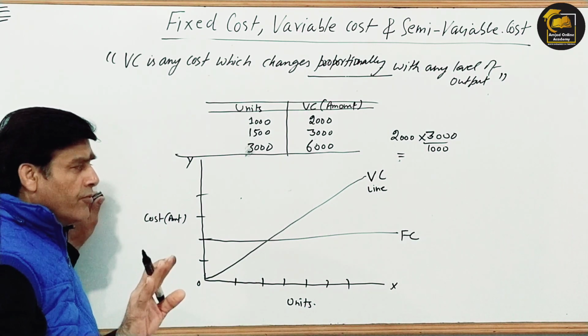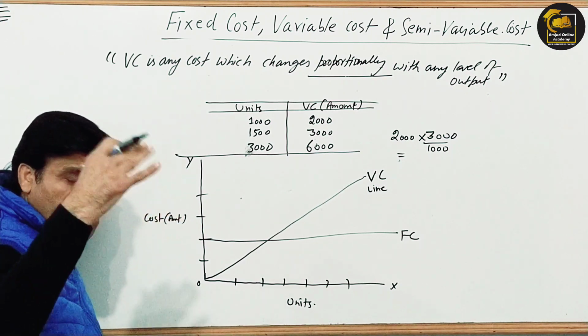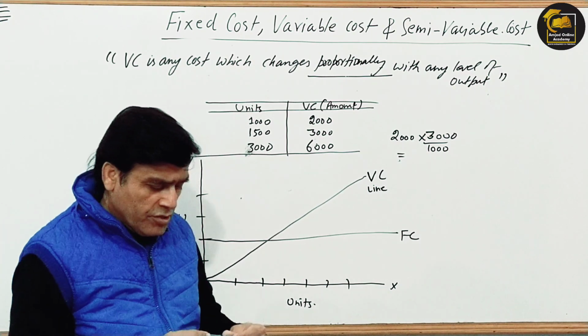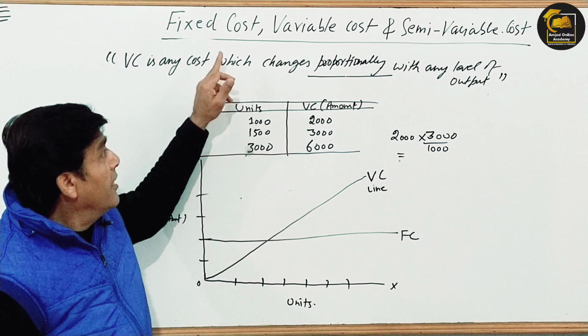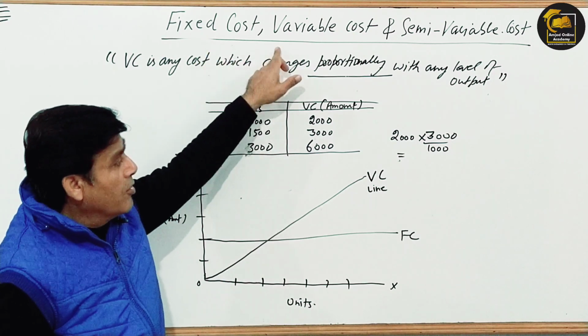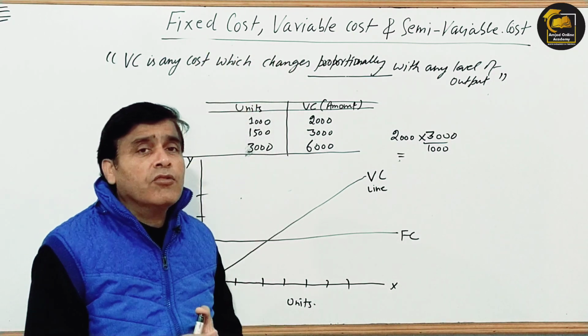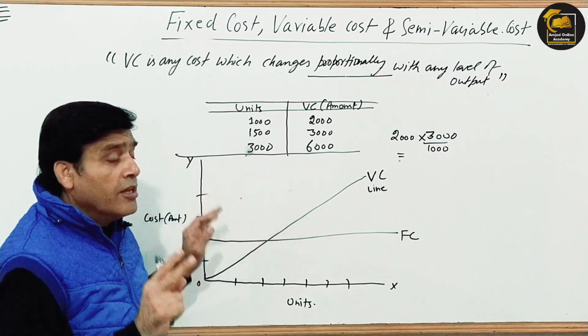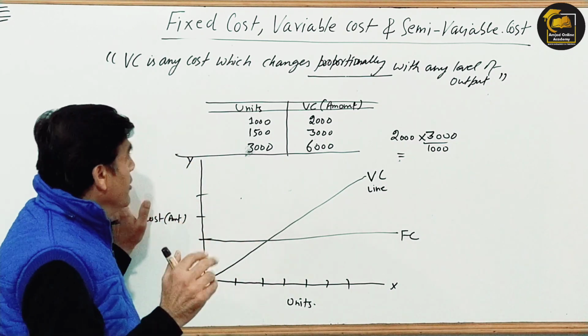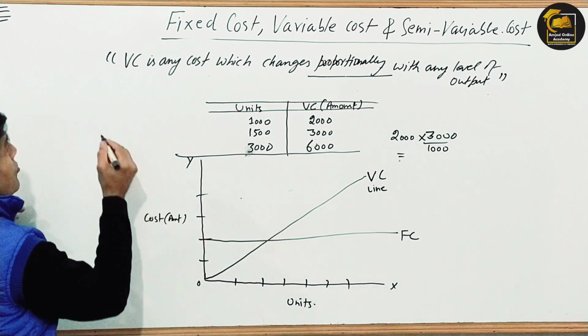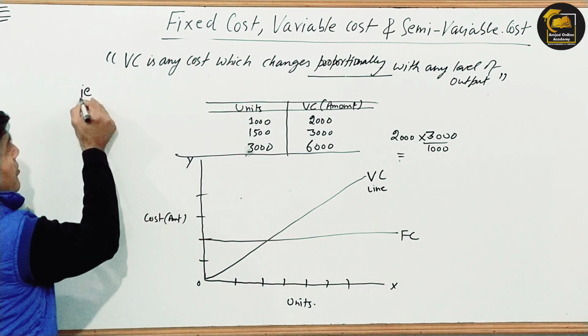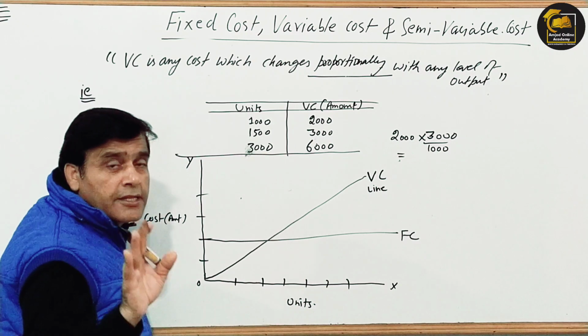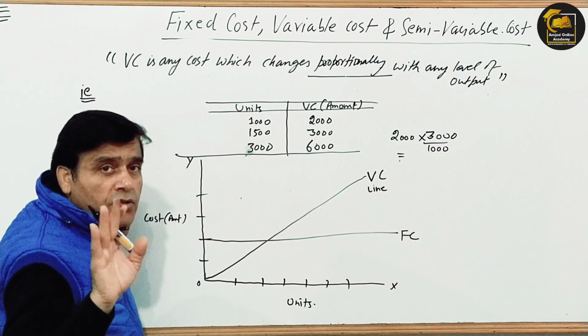Total cost, I will come to later. For now, I have told you about fixed cost and variable cost. Now the question of examples: what can be examples of variable cost? Let me tell you, dear, there are only two pure variable expenses, two pure variable costs.